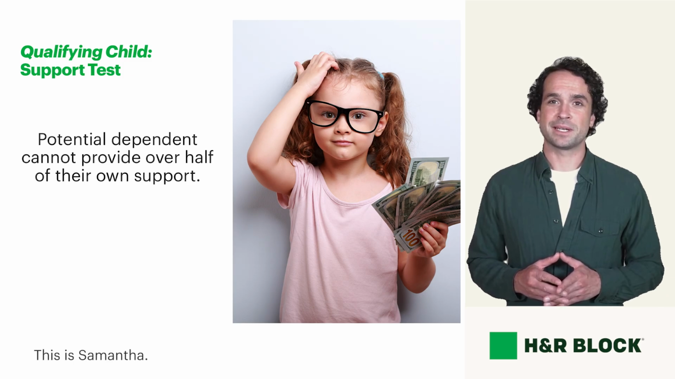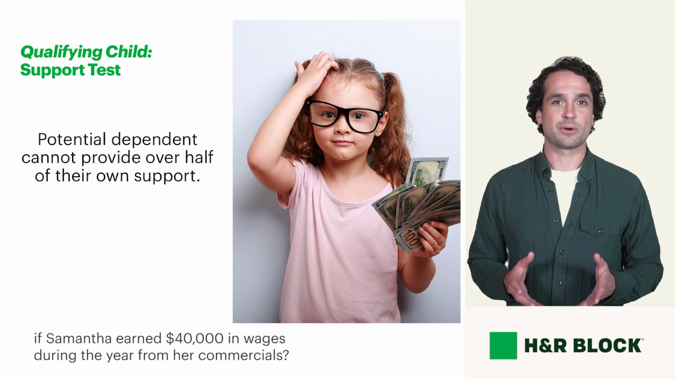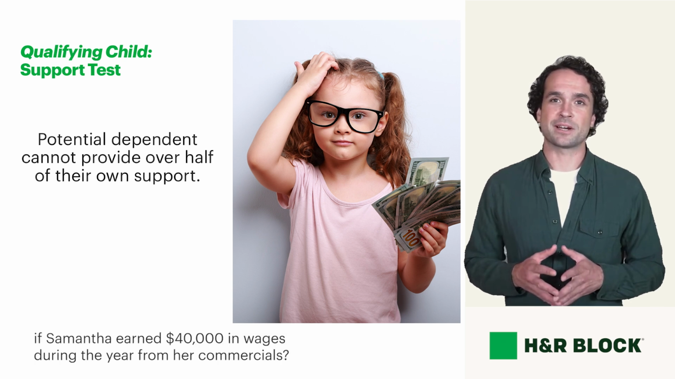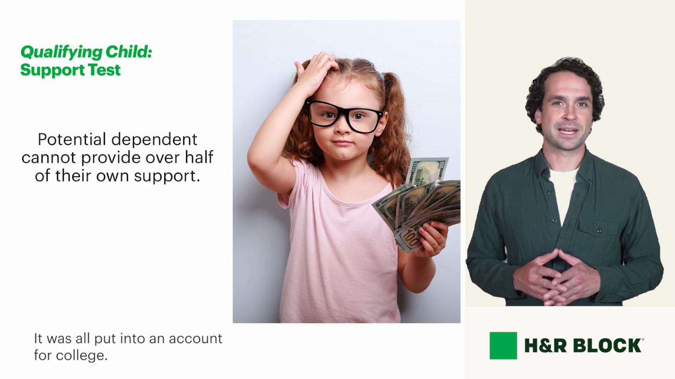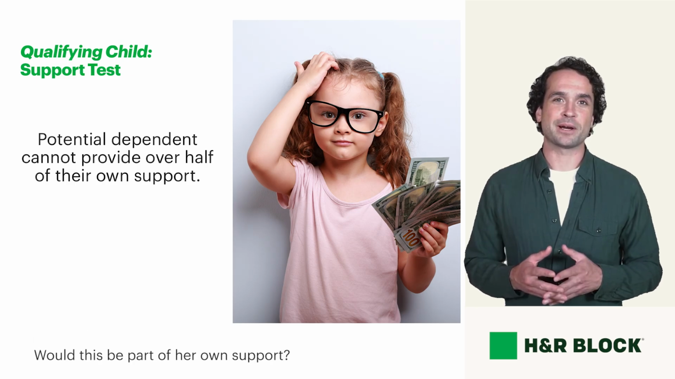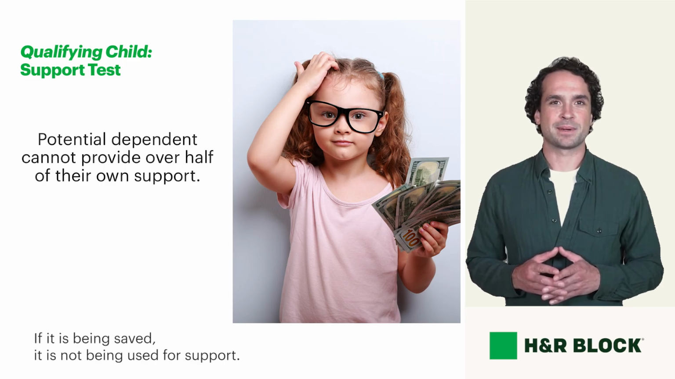This is Samantha. She earns money acting in commercials. What happens if Samantha earned $40,000 in wages during the year from her commercials? None of the money was spent. It was all put into an account for college. Would this be part of her own support? No, only Samantha's money spent for her own support counts. If it is being saved, it is not being used for support.